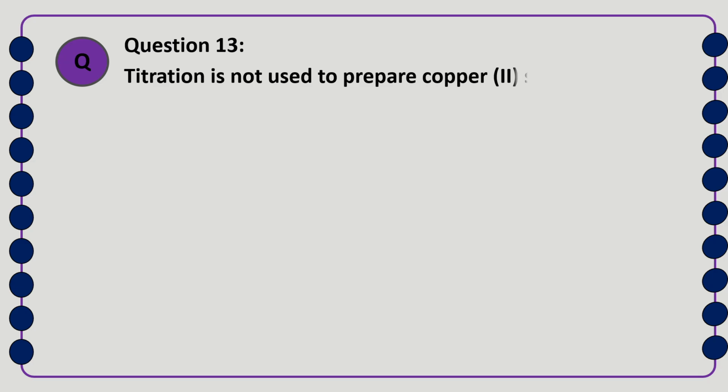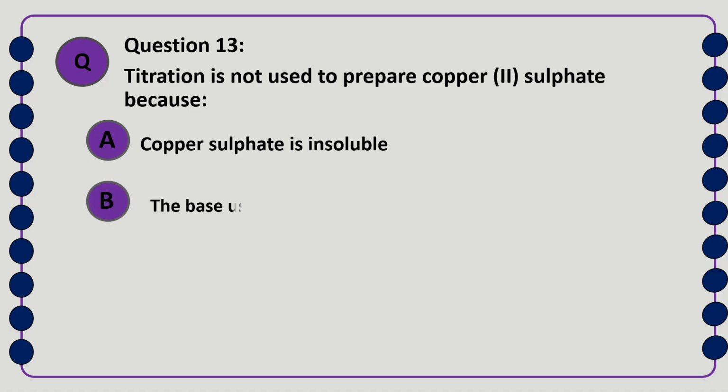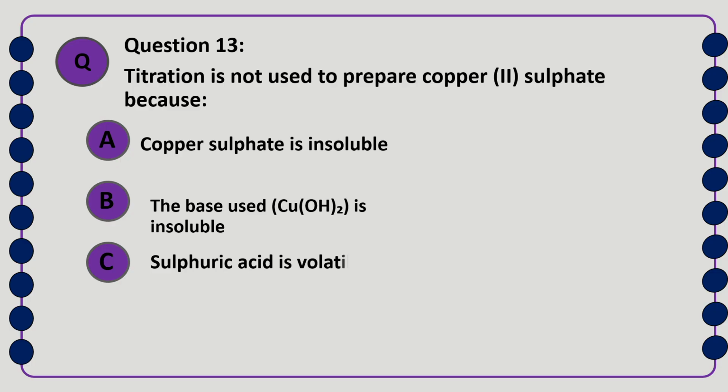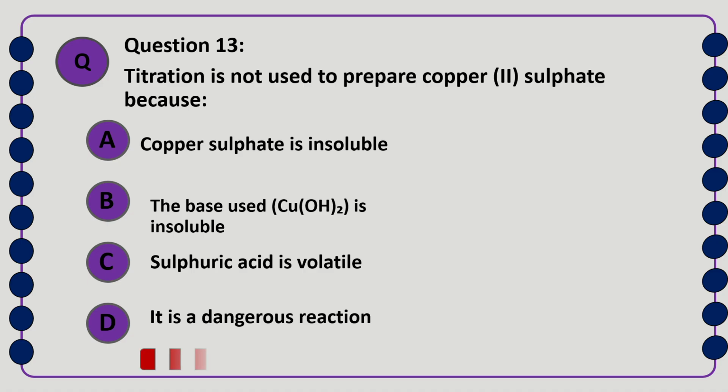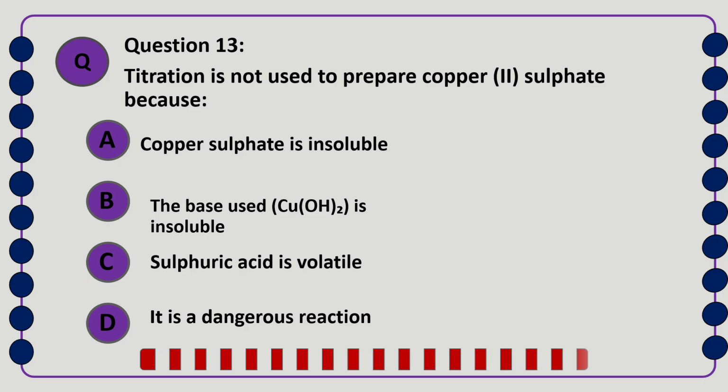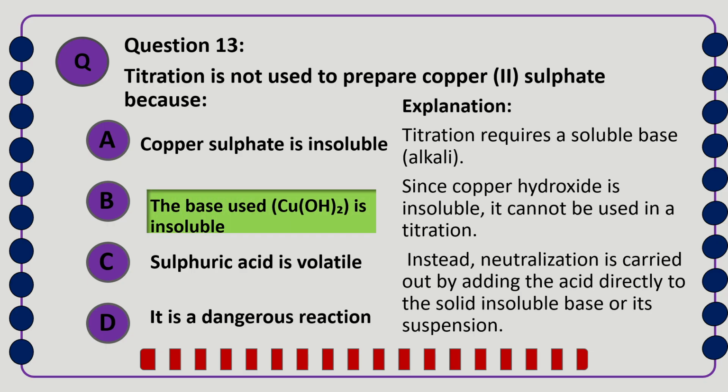Titration is not used to prepare copper sulfate because copper sulfate is insoluble, the base used, copper hydroxide, is insoluble, sulfuric acid is volatile, it is a dangerous reaction. The correct option is the base used, copper hydroxide, is insoluble. Let me tell you, students, if you don't have copper hydroxide, you can use copper oxide, that is also insoluble.